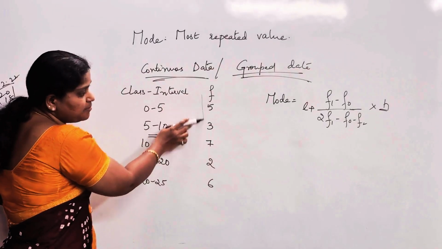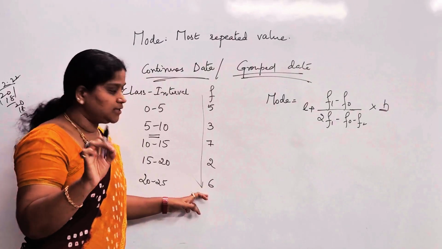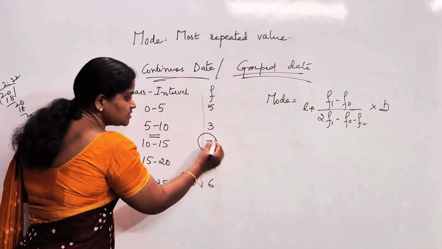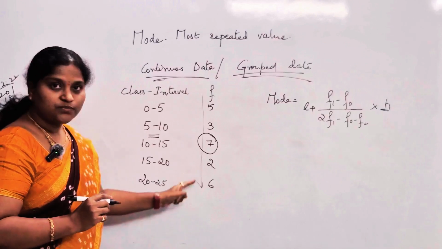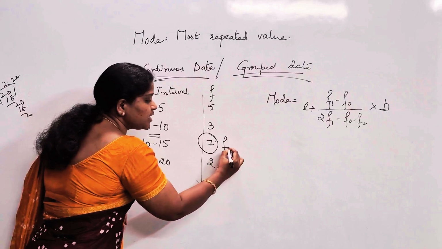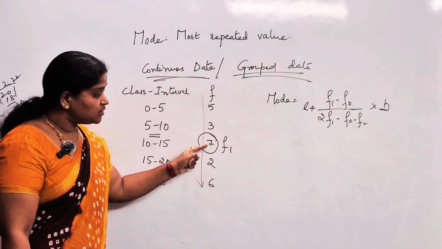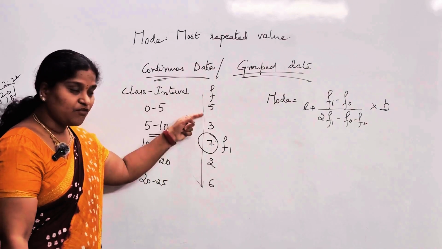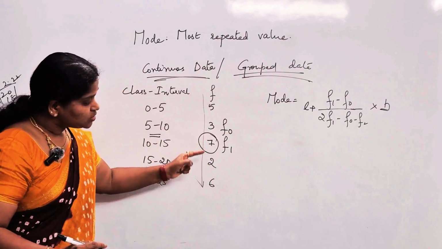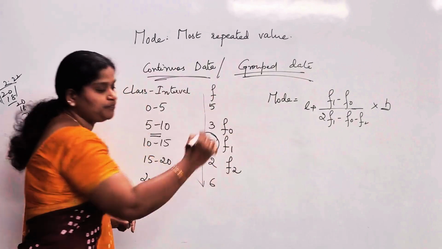We see the maximum frequency in the frequency table as we have seen in discrete data. Here the maximum frequency of the frequency table will be 7. Yes, 7 is the largest value. So this is the maximum frequency. We consider this F1. Maximum frequency will be F1. The value preceding F1 will be F0 and the value succeeding F1 will be F2.